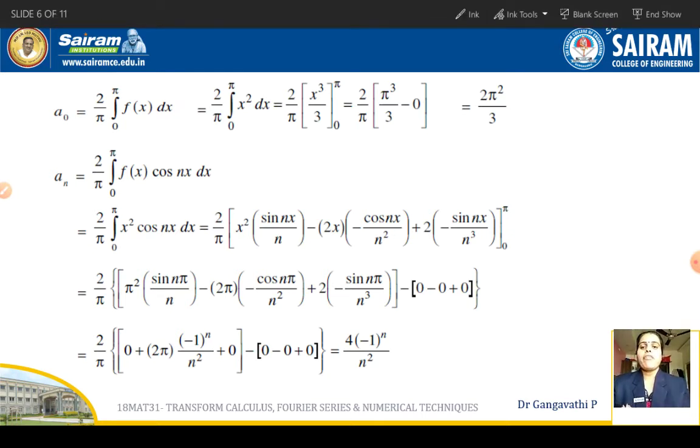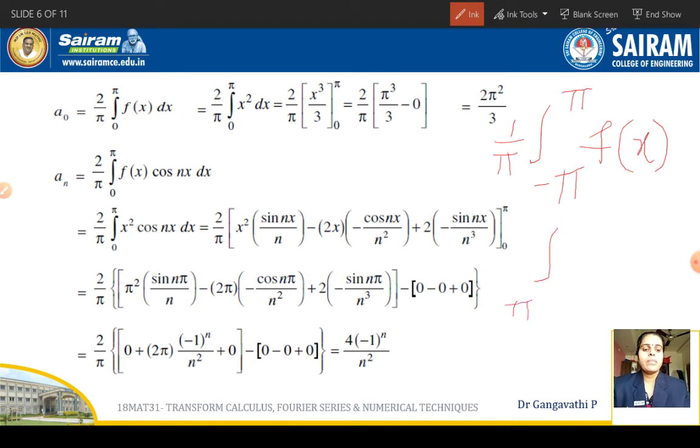1 by pi integral from minus pi to pi f of x dx. Now let us use the property of integrals. When f of x is an even function, the integral from minus pi to pi can be written as 2 times the integral from 0 to pi. That is a property of a definite integral which we are using here.